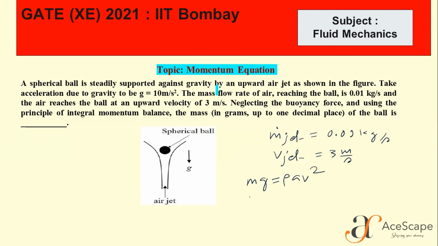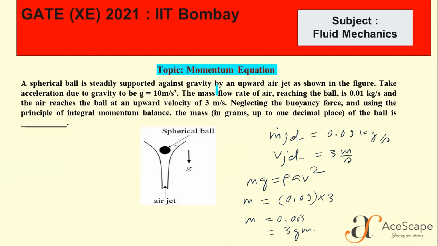If I'm doing wrong, tell me. They have given the mass flow rate of jet. So rho AV is given 0.01, velocity is 3. What will be m? 0.03, 0.003. It will be 3 gram. The answer is 3 gram. Both came. That is good.